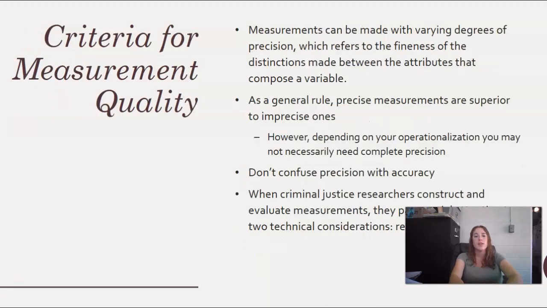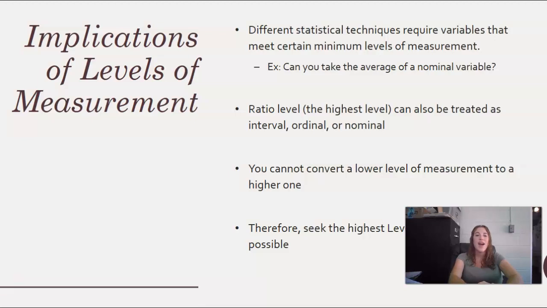Ratio level is considered the highest, so you can do all four of them. Nominal is considered the lowest, so you can only do the one, which is say, are they different? You can convert a higher level measurement to a lower one. So like I said before, you can take a ratio level measure and simplify it into just knowing, are they different from one another? But you can't take a lower level measurement and make it into a higher one.